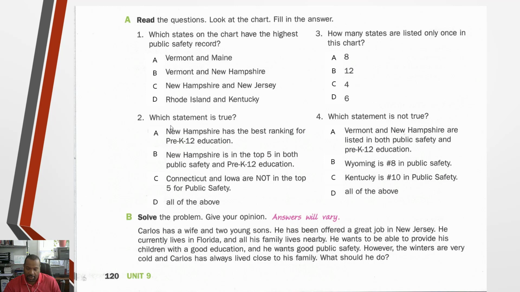Number two, which statement is true? I chose all of the above. New Hampshire has the highest ranking for pre-K through 12 education. New Hampshire is in the top five in both public safety and pre-K through 12 education. Connecticut and Iowa are not in the top five for public safety. All right, number three. How many states are listed only once in this chart? I put D, number six. Six states are listed only once in this chart. All right, number four, which statement is true? I chose C. Kentucky is number 10 in public safety.